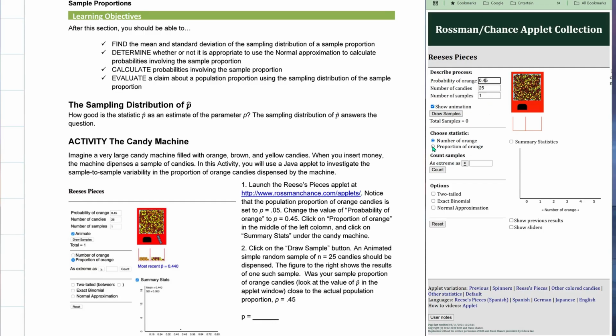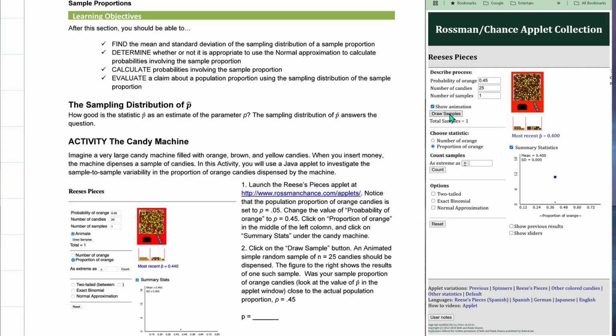We're going to change the statistic to being the proportion of orange, and we're going to be interested in what's going on with the sampling distribution of p-hat as we get more and more p-hats. All right, so I think I got everything set up here. I'm going to go ahead and draw a sample. We see the machine doing its little business there.